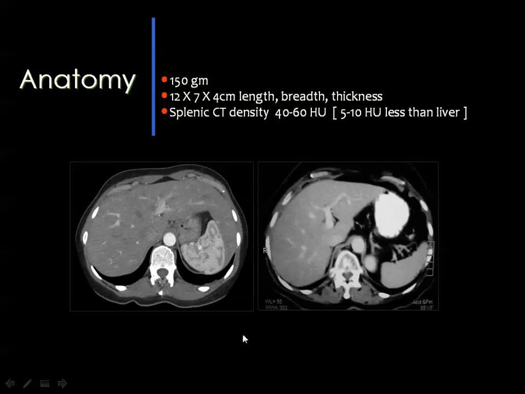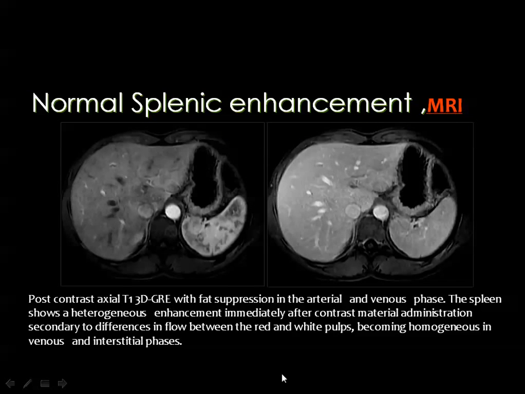After the development of multi-detector CTs, we are able to have the triphasic study, and in the arterial phase you get this mosaic or mottled appearance of the spleen, and this is considered normal, as you all know. In the portal and the delayed phase, you will see homogeneous enhancement of the spleen, as you can see here also in the MRI.